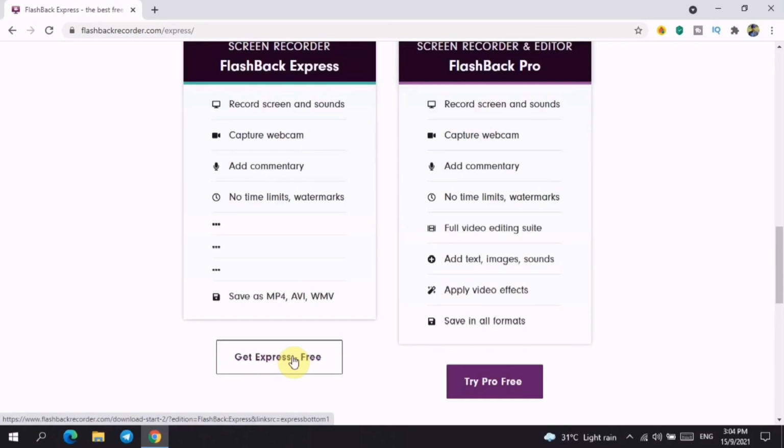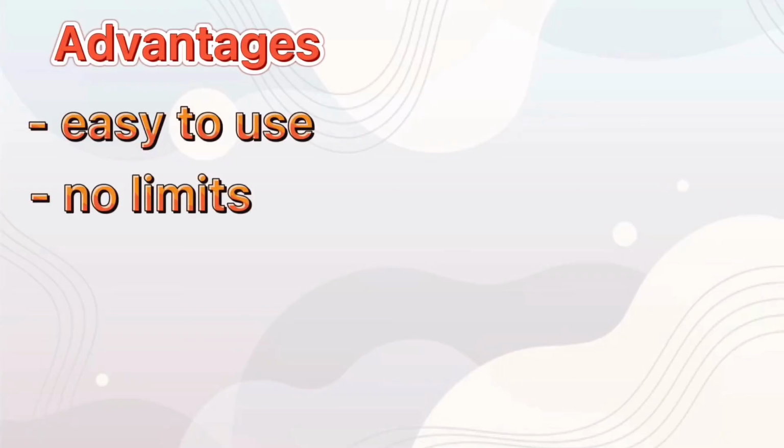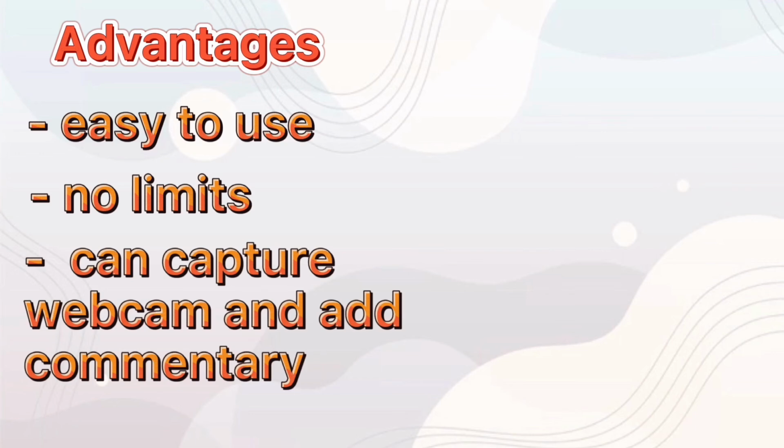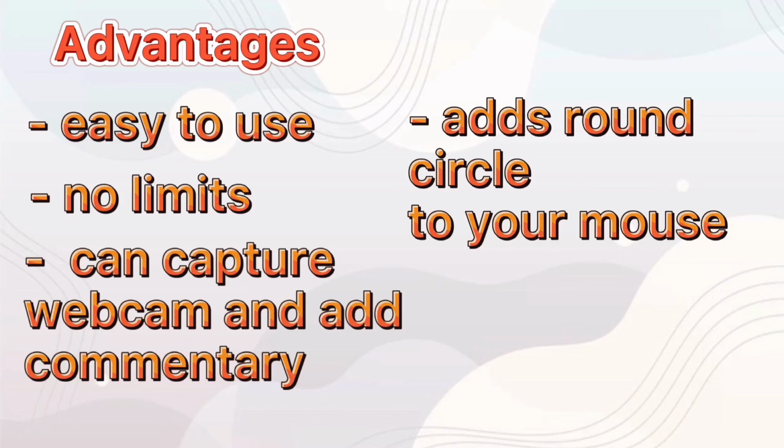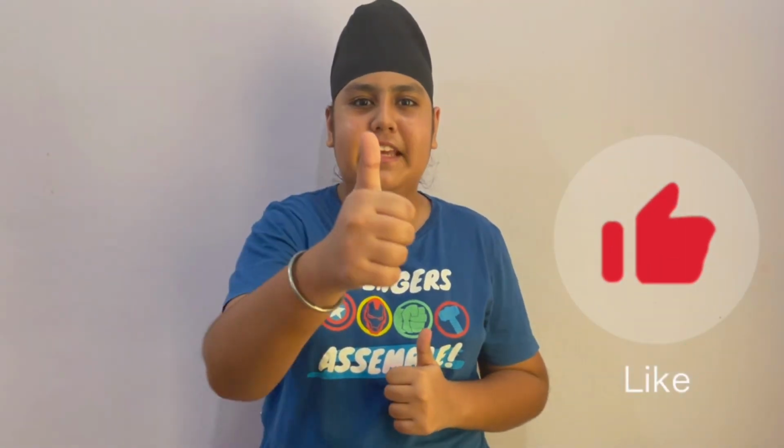Here are the advantages and disadvantages of Flashback Express screen recorder. Advantages: easy to use, doesn't have any limits, allow you to capture webcam and add commentary to your recordings, adds a round circle over your mouse when recording. Disadvantage: no built-in editor.